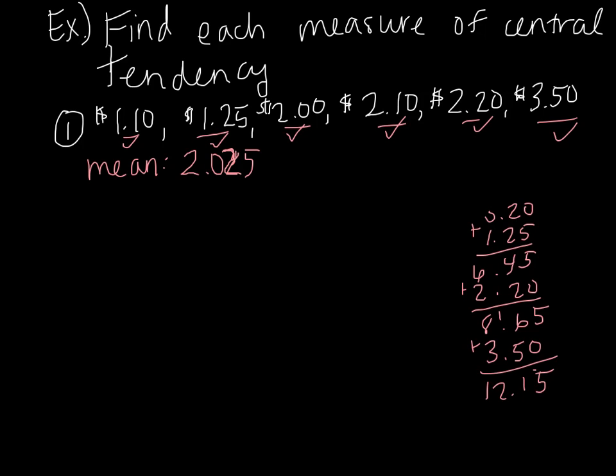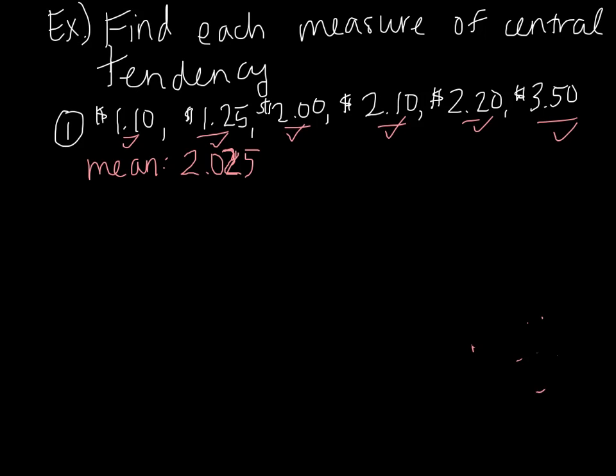Okay, so now the next thing that we're going to try to find is the median. So that means we need to make sure that our data points are ordered from least to greatest. I did median in blue. Okay, so from least to greatest, $1.10, $1.25, yep, $2, $2.10, $2.20, $3.50. So hey, it already is lined up from least to greatest.